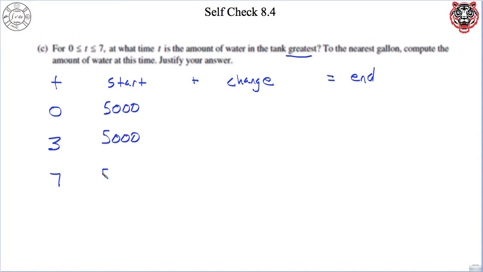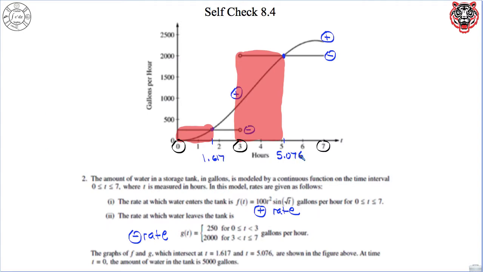Wait, so discontinuity is also a CV? Yes. Why don't you include 5.076? The reason we don't include 5.076 is because if we look at that point, we just had a ton of water taken out. All this red is water being taken out. That's obviously not going to be the greatest if we just ended by taking out a ton of water. It can only be the greatest where you end by adding water. We added water between 1.617 and 3, so it's probably here at 3, maybe at 7, maybe at 0.